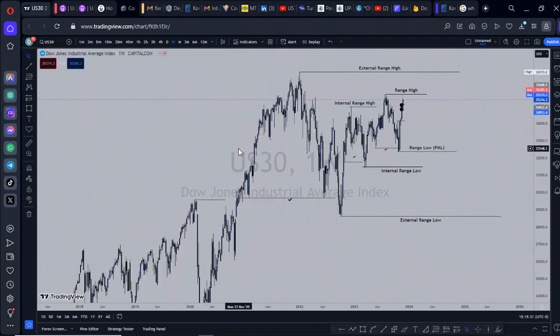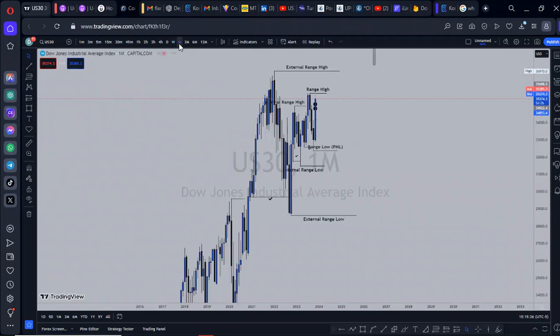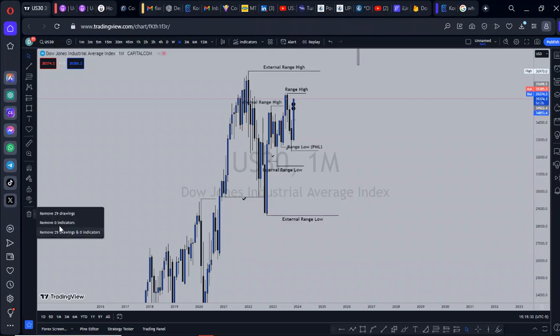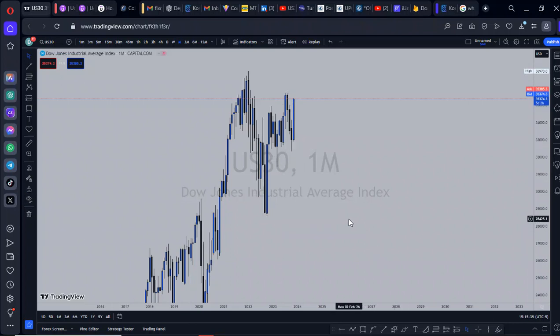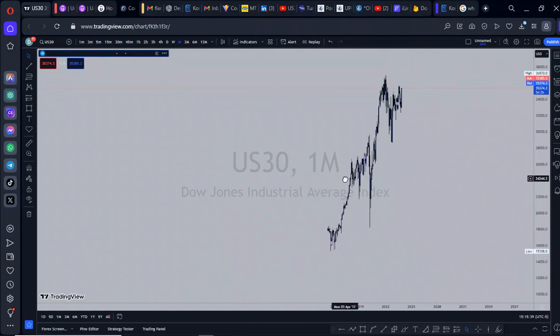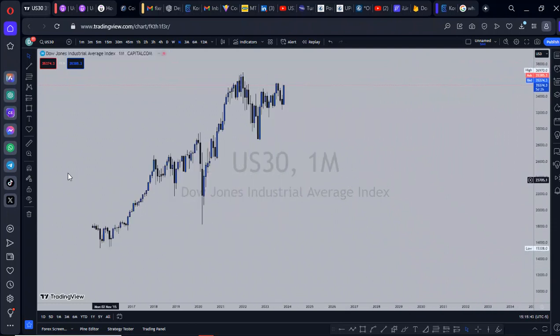Okay, let's start off with our higher time frame, which is the monthly time frame. That is what we do. So I take this off, or let me pull it back and delete everything so that we start from scratch. Now when you zoom out on US30, you can actually see that US30 has a bullish structure.